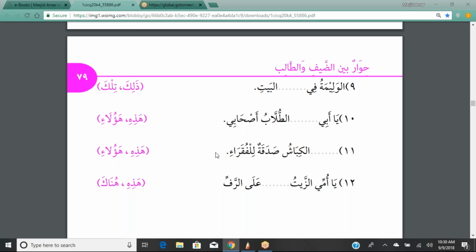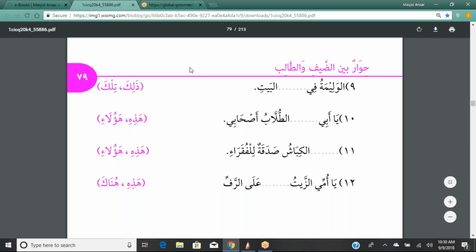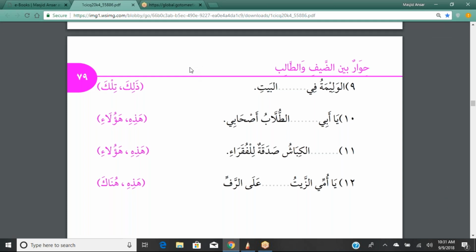Al-kibash sadaqatun lil-fuqara. Kibash is the plural for kabsh, and kabsh is a sheep. Kibash is sheep. So if it's sheep, we're not going to say ha'ulai, because they don't have an aqil. So we're going to say هذه الكباش. But you could say هؤلاء كباش, though it's more correct to say هذه الكباش. Both of them are correct. صدقة للفقراء is charity for the poor. فقراء is poor. The singular is فقير, and the plural is فقراء.